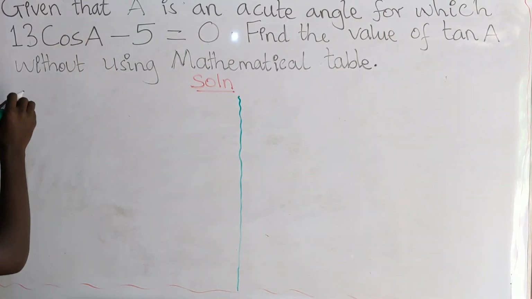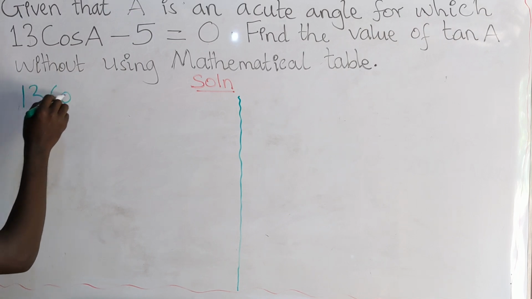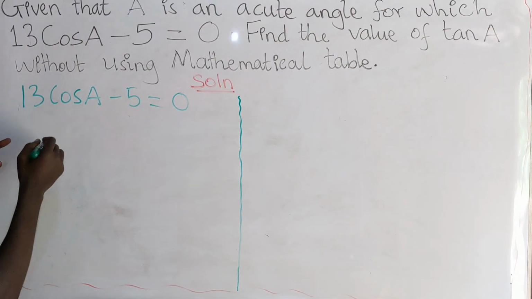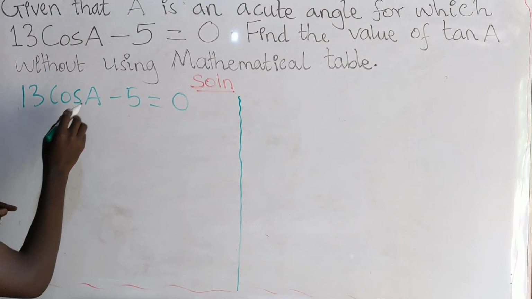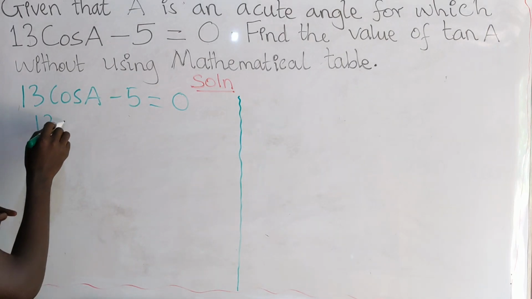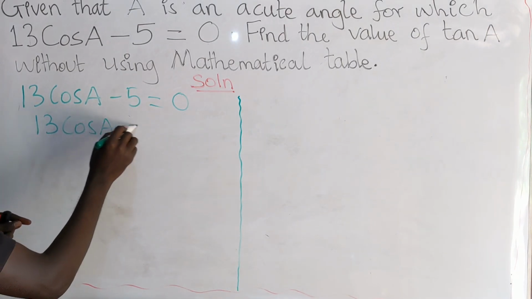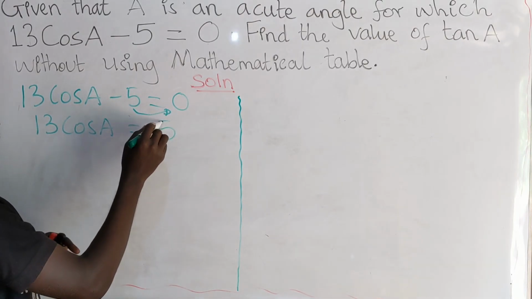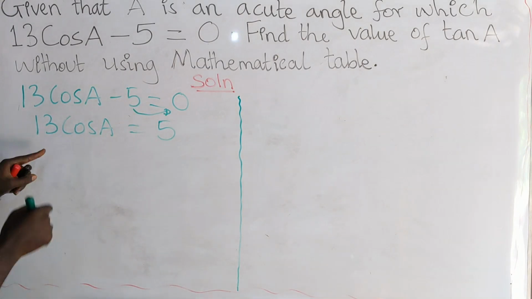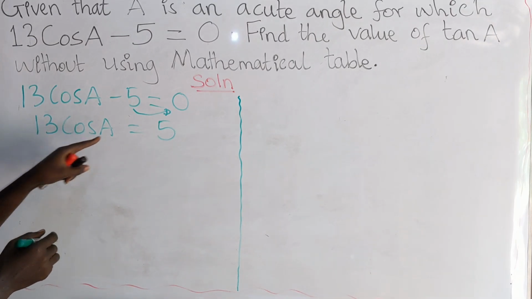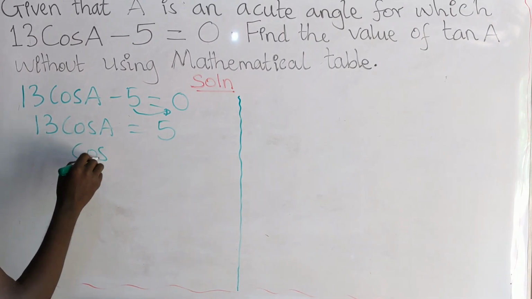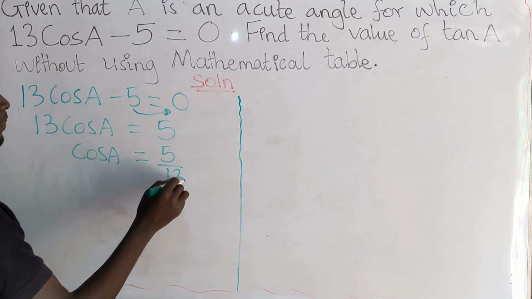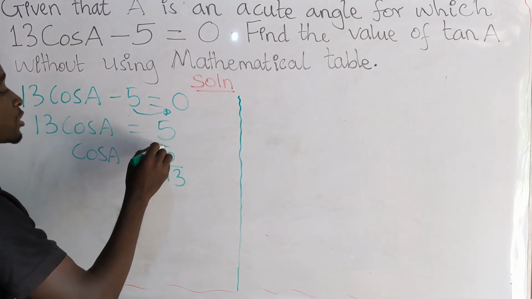My dear learner, here we are given 13 cosine of angle A minus 5 is equal to 0. Now, to get this cos A, it will be this way. 13 cosine of A is equal to 5. I have taken this 5 to the right-hand side and it becomes positive as here is subtracted. After that, we divide by 13 both sides to remain with cos A. So it will be cos A equals 5 divided by 13. This is the value of cos A.